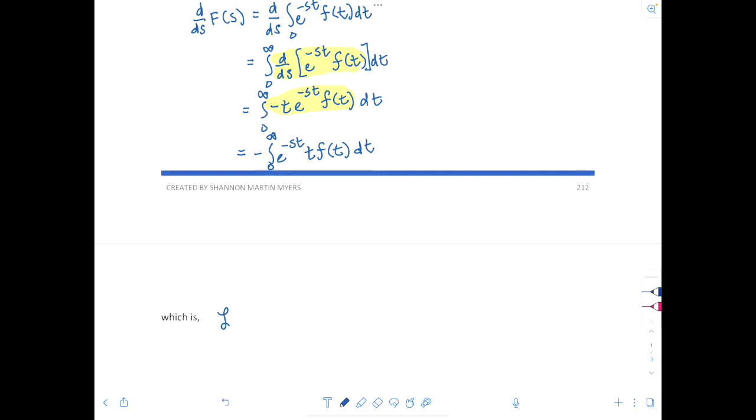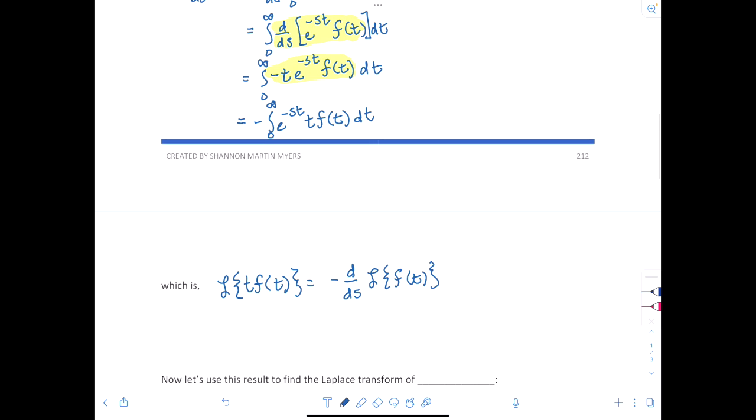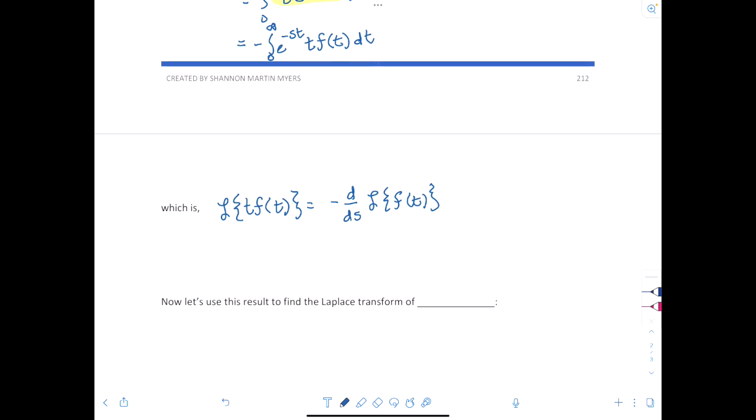Now, what does that end up being, of course? That means that the Laplace transform of t times f at t was equal to negative d/ds of the Laplace transform for f at t, right? The first derivative.